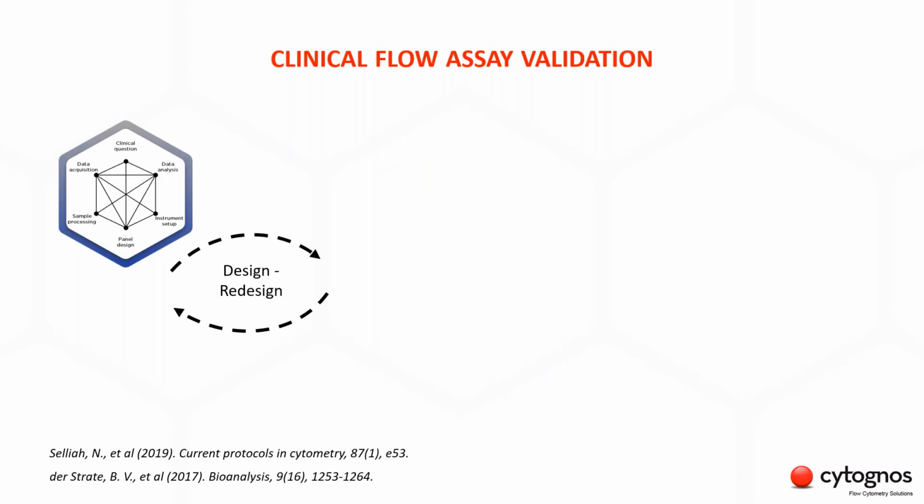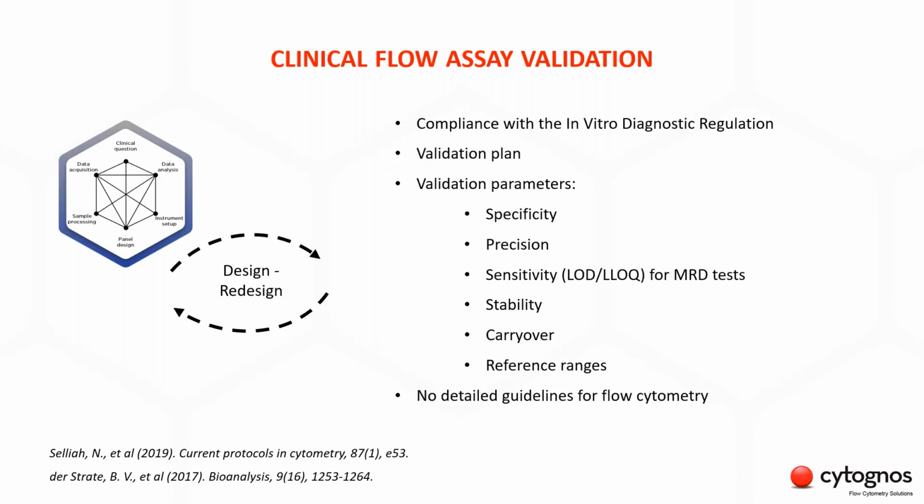After we are done with this testing phase, we need to ensure that our assay complies with the current in vitro diagnostic regulation. So we need to put together a fit-for-purpose validation plan that confirms that the performance characteristics of our assay are acceptable for the intended use. And for that, we need to assess several parameters like specificity, precision, sensitivity, which is essential, for example, in the case of MRD assays, stability, carryover, and even establishing reference ranges. Today, there is no specific guideline for validating flow cytometry tests in a regulated environment, and it makes the entire process more complicated.